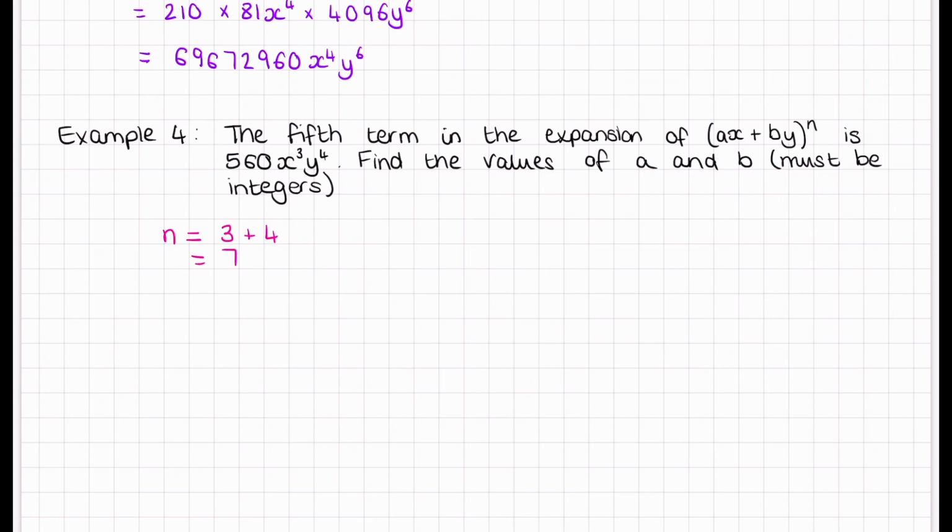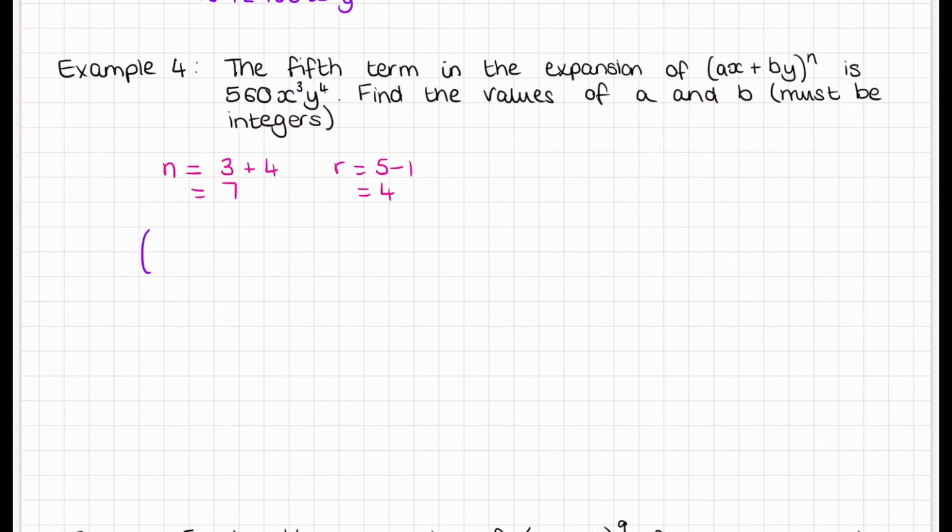Now we're wanting the 5th term, so r will be 5 minus 1, which is 4. Our combination will be 7C4. And then we know it's going to be (ax) to the power of 7 minus 4 and (by) to the power of 4. 7C4 is a combination. You work that out, we're going to get 35. We're going to have 35a cubed x cubed b to the power of 4 y to the power of 4. Then we know that this has to equal 560x cubed y to the power of 4.